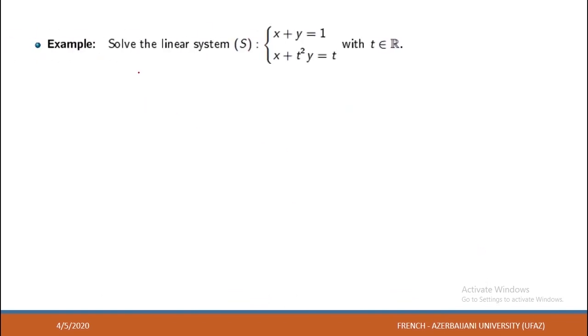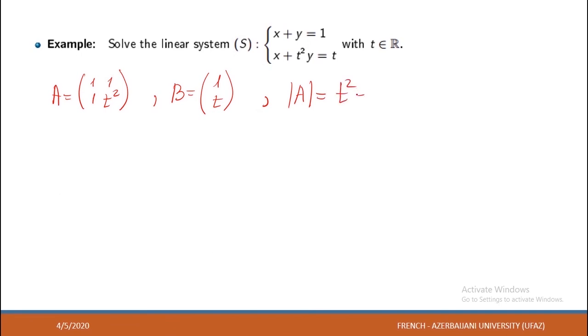Example. Solve the linear system S. Here T is a real number. We take the matrix A as 1, 1, 1, T square, and the matrix B as 1, T. Here the determinant of A is equal to T square minus 1. As you see here, we have two cases. The determinant of A is 0 or is not 0.